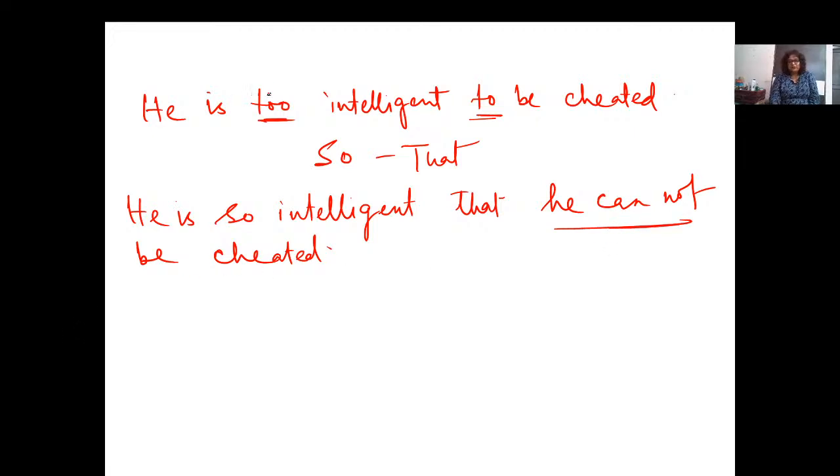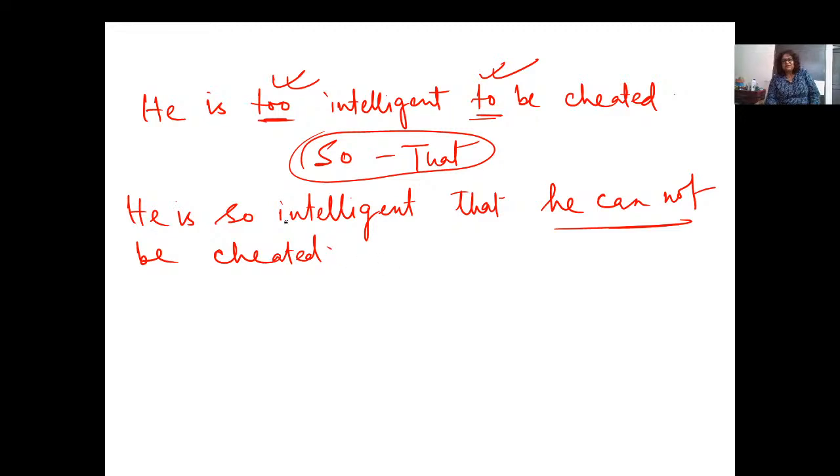Whenever we use TW2 and TO2, the rest of the portion, I mean to say the subordinate clause, always will be negative information. It should not be positive information. Okay, Shweta? He is too intelligent to be cheated. That means if you use it with "so that", he is so intelligent, इतना ही intelligent है that he cannot be cheated. Nobody can cheat him. वो इतना इंटेलिजेंट है जो कोई उसको चीट नहीं कर सकता.